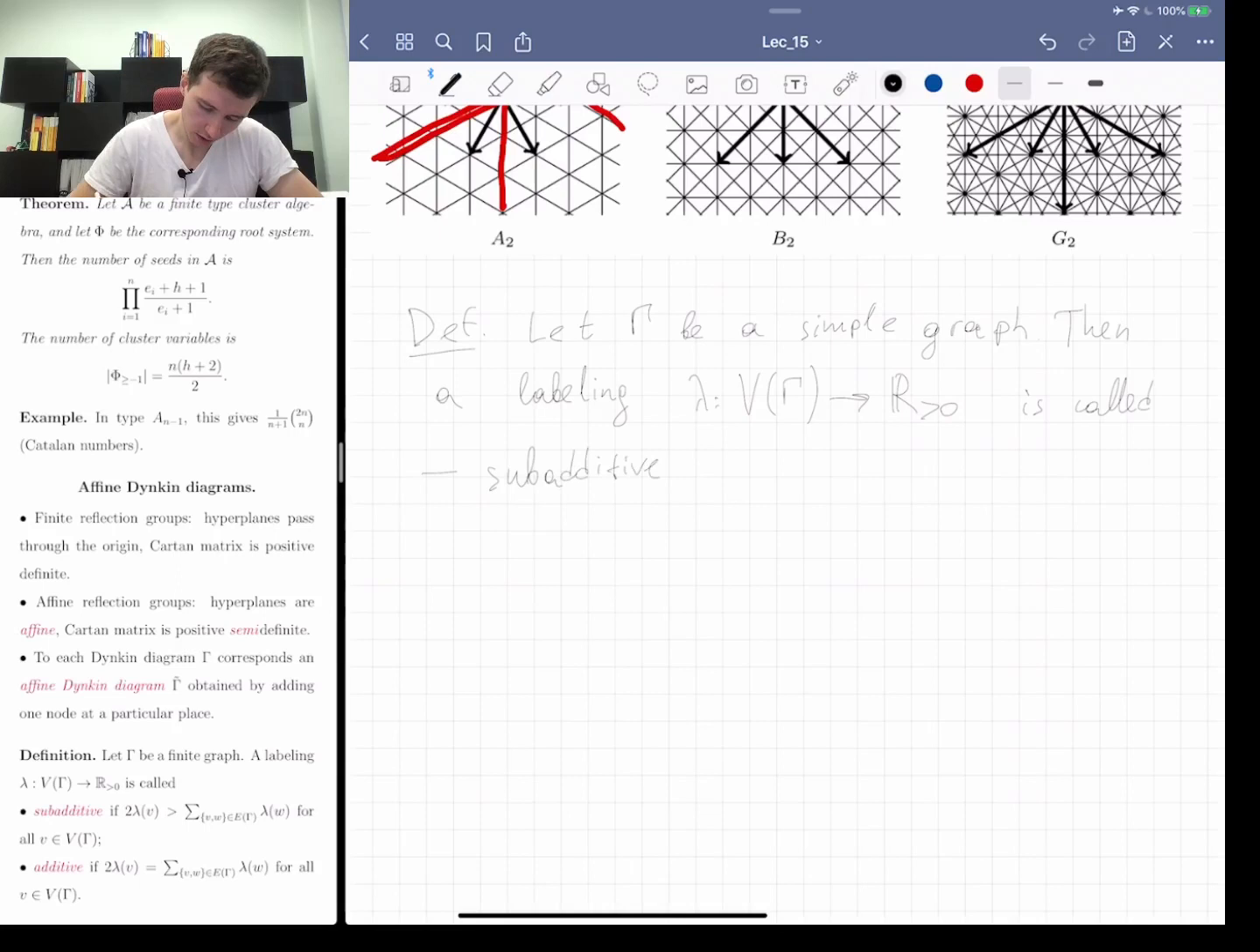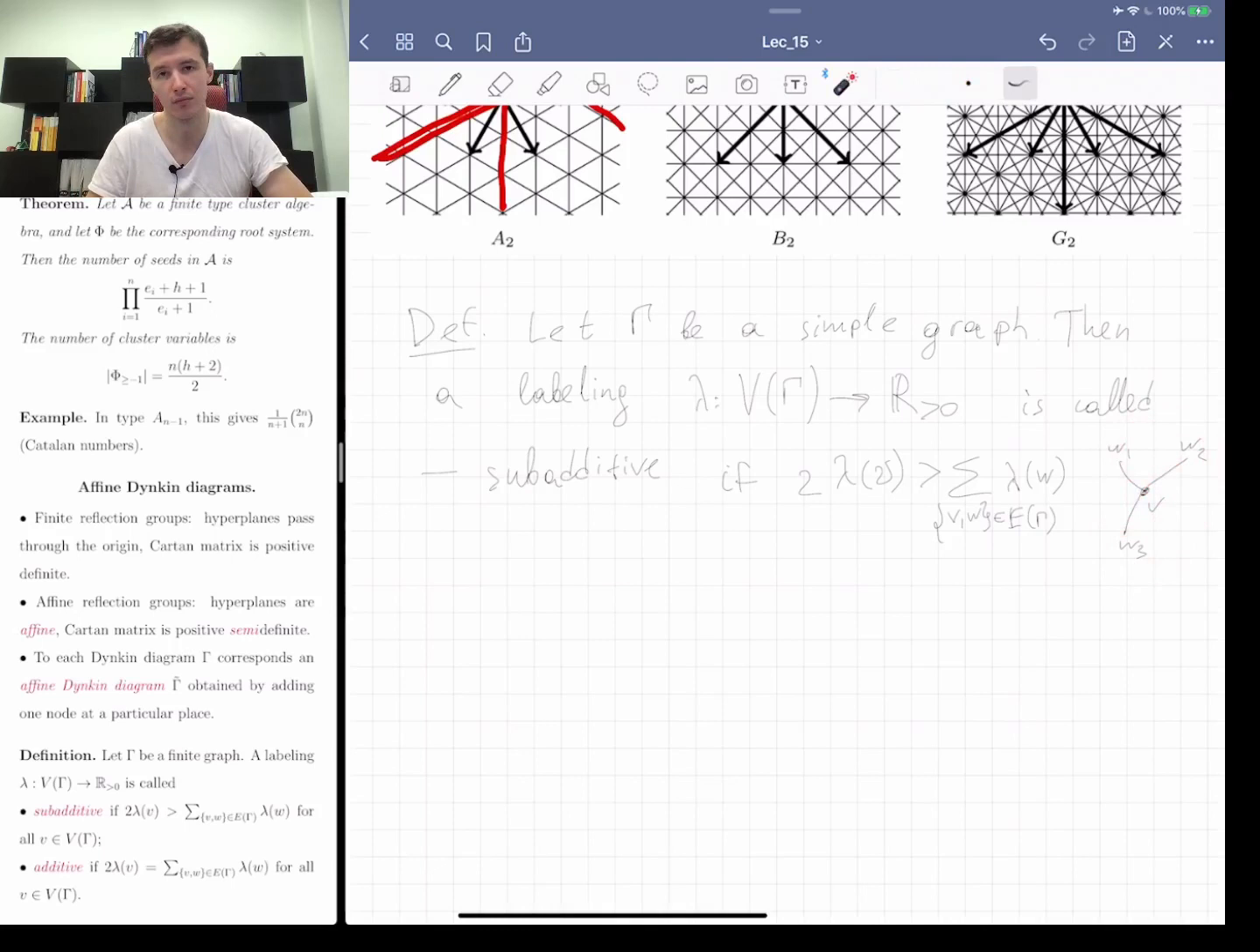subadditive if twice the value at every vertex is strictly bigger than the sum over all edges, so the sum over all neighbors of my vertex, of the values of my labeling at these neighbors. So if I have a vertex v, and I have some neighbors, w1, w2, w3, then twice the label at this vertex should be bigger than the sum of its neighbors. And the labeling is called additive if instead of a strict inequality, I have an equality here. Twice the lambda of v is equal to the sum of lambda of w, where w are just neighbors.